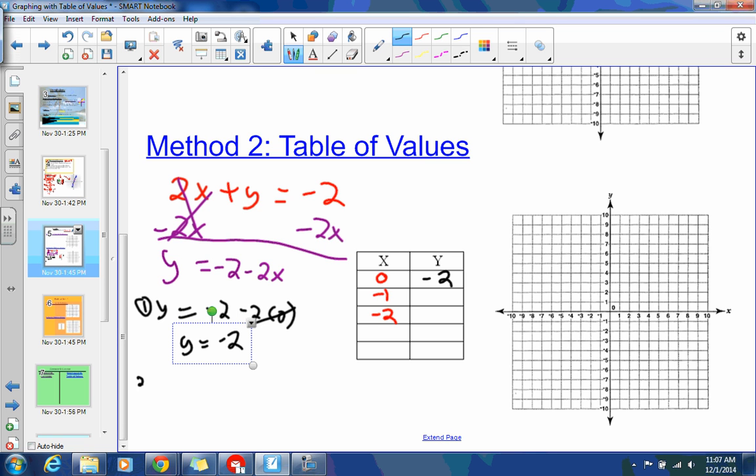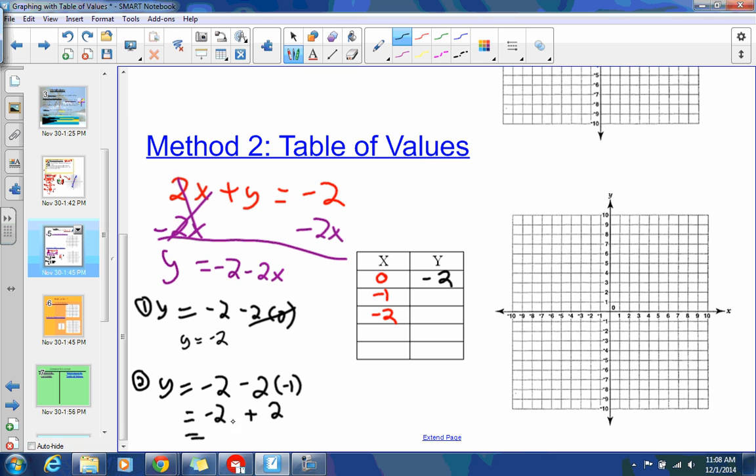Second one, let's try negative 1. So y equals negative 2 minus 2 times negative 1. Alright, so let's multiply this across. This is really like a negative 2 times negative 1, so that's a positive. It's going to be plus 2. So y equals negative 2 plus 2, because those negatives cancel out. And negative 2 plus 2 is going to be equal to 0. Those are opposites. So you get 0 when you plug in negative 1.